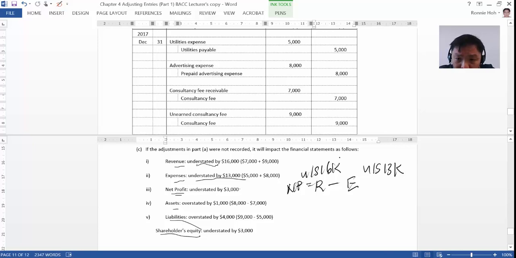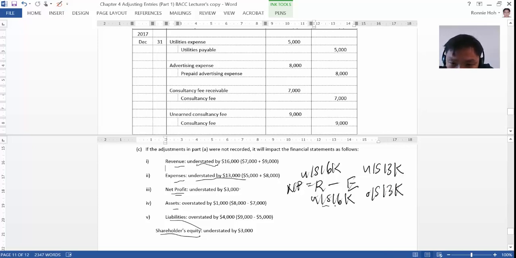So if revenue is understated, it means you recorded less revenue. From this equation you can see the direct impact would be net profit will be less also, right, by 16k. And therefore net profit will be understated by 16k. How about expenses? If expenses is understated by 13k, means you're minusing a smaller figure, what will happen to net profit? You'll get a result of overstating your net profit, right? Because you minus a lesser figure, you get a higher figure. So understated 13k of expenses will result in an overstated net profit of 13k.